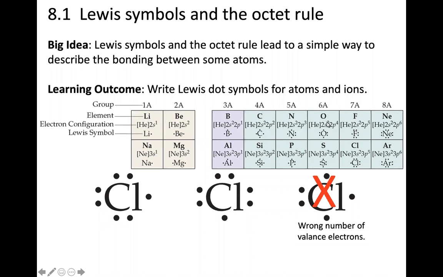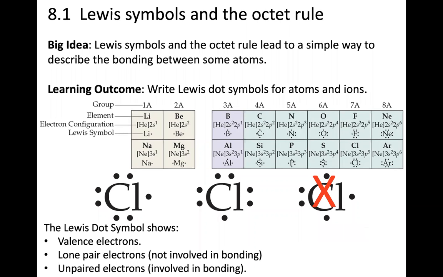Oxygen, sulfur, I see the same pattern as I look down that column because they have the same number of valence electrons. So the Lewis dot symbols here are going to communicate the number of valence electrons. They will show me the number of lone pair electrons, and by lone pair, I'm talking about these ones that are in sets of 2 that are paired up. They're typically not involved in bonding. When I have unpaired electrons, that electron could be involved in bonding.